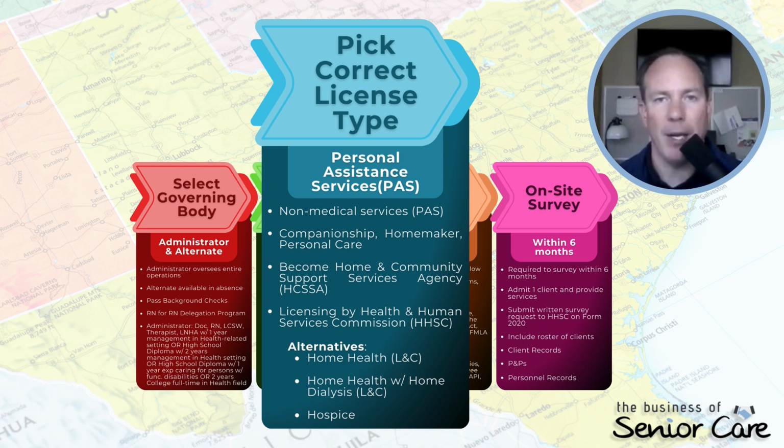They're all administered by the Department of Health and Human Services Commission. So HHSC does the licensing, and inside of that you can get a license for home health with home dialysis, which can be either licensed and certified, or a hospice agency. Or if you're looking to provide just non-medical care, which is companionship and homemaker and also personal care services, then this is the correct department, and the type of license is a PAS agency, where you then become a home and community support services agency in that department. So number 1, you've picked the correct license. This is a PAS license that you are trying to pursue.